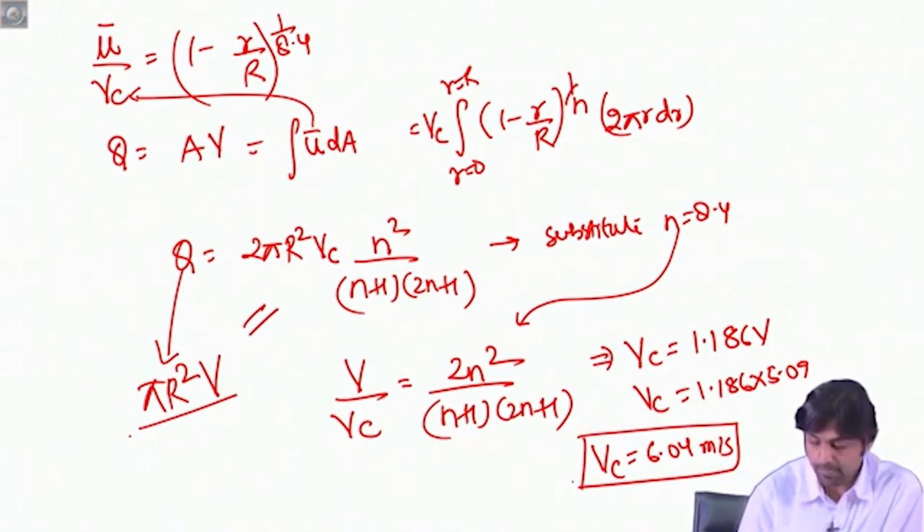All right. If you remember, for laminar flow, this Vc was 2 times the average velocity, but in turbulent flow Vc is not 2 times, because V was 5.09 and Vc is not even 1.2 times V. So the center line velocity is lesser than what it should be in the laminar flow.